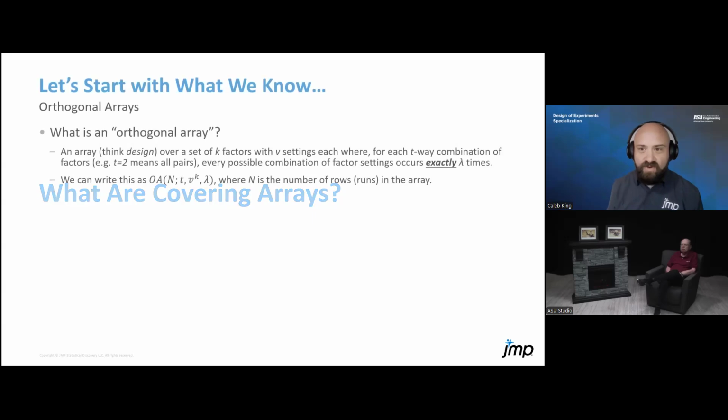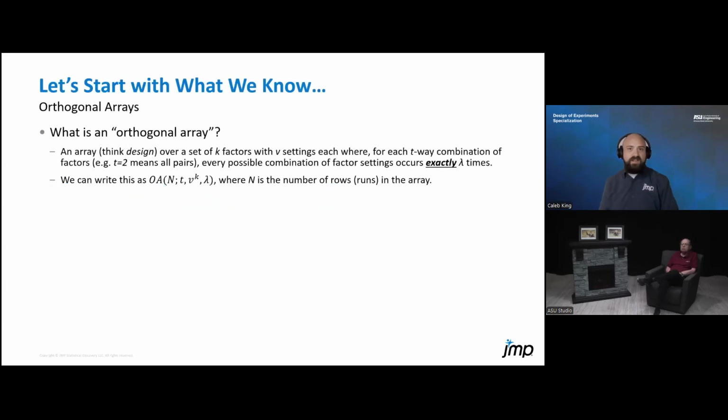We keep throwing this term around. What do we mean? Well, let's start with something you probably are most familiar with, which is an orthogonal array. For an array, you can think of a design. It's effectively a number of rows and columns. The columns are factors. So we have k factors. I'm going to assume for right now they all have the same settings, so they have v settings. If you want to keep things simple, let's assume v equals 2, so each factor has two settings.